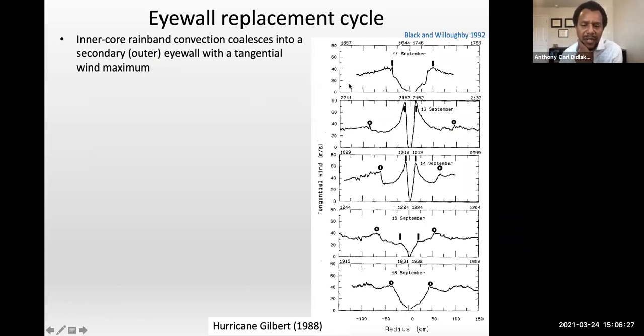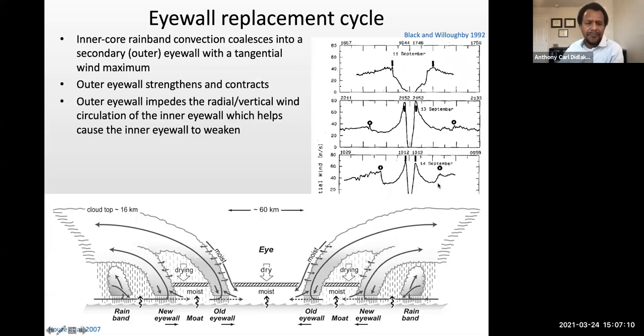Here we have an example from Hurricane Gilbert, where we're looking at the winds at flight level from reconnaissance aircraft. Here you can see marked by eye is the inner eyewall on September 11th. Over time, you can see outside of this inner eyewall that is then contracted and becomes stronger, there is rainband convection that coalesces into another secondary outer eyewall. And it actually over time can create a secondary maximum in the tangential winds, which is much more clear here on September 14th. This is all shown here by a contraction of this maximum and a strengthening of that maximum as well.